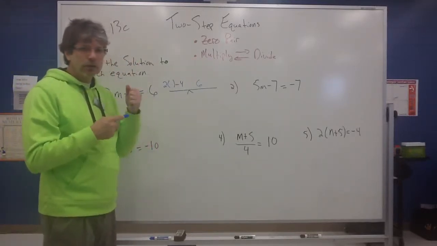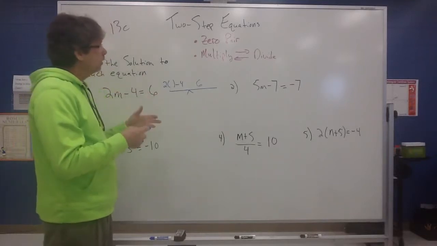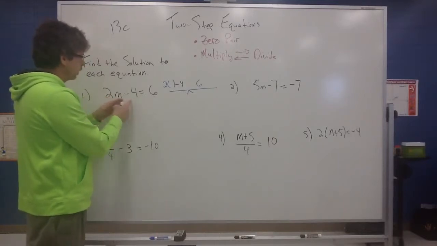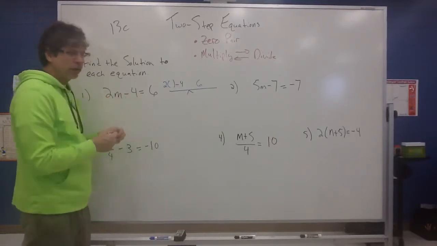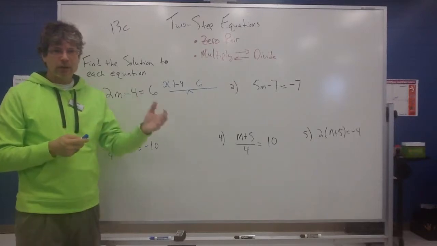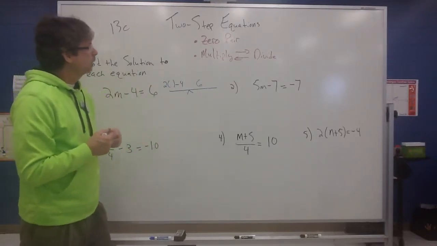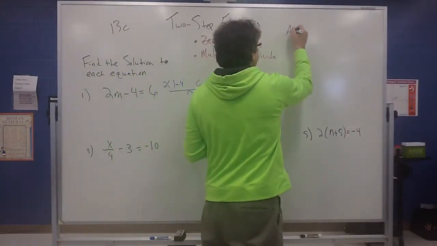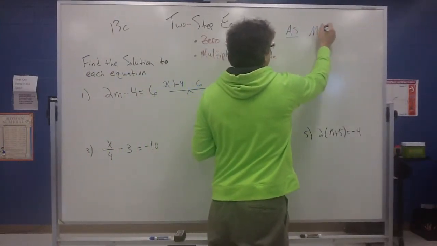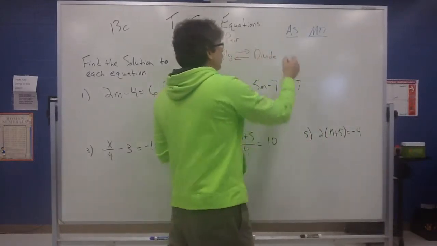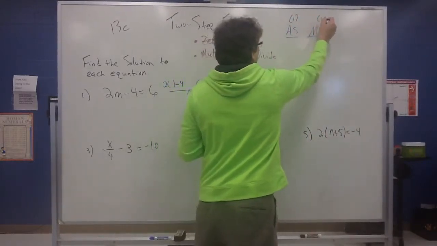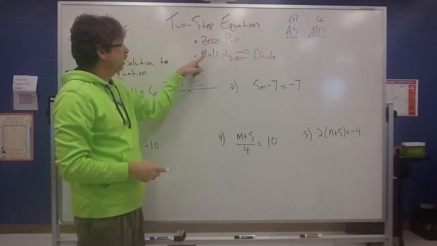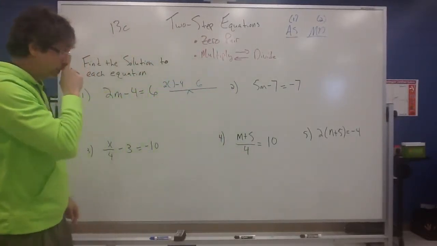Now, if our mental skills really aren't prepared to do all that, we can do it in steps. What we're trying to do is work our way to this letter m. The first thing we always go after is the adding or subtracting part. It's like the order of operations backwards. Since we're using inverse operations, we go after addition and subtraction first, and then we go after the multiplication and division second. So zero pair, and then our multiplication and division.